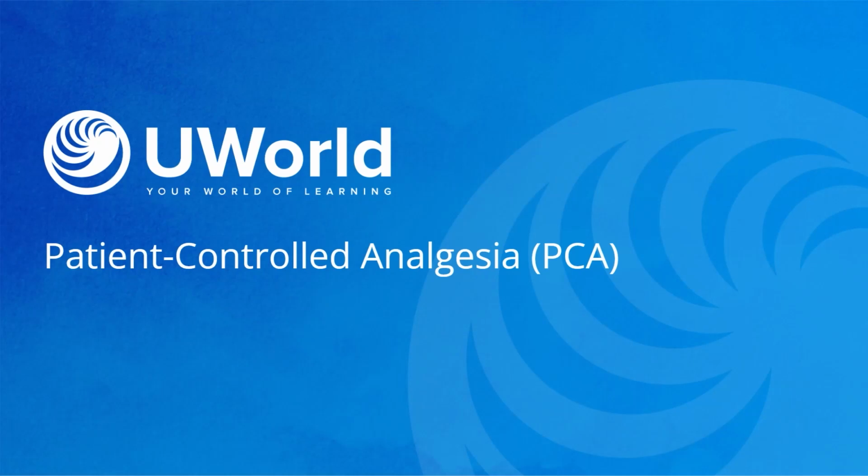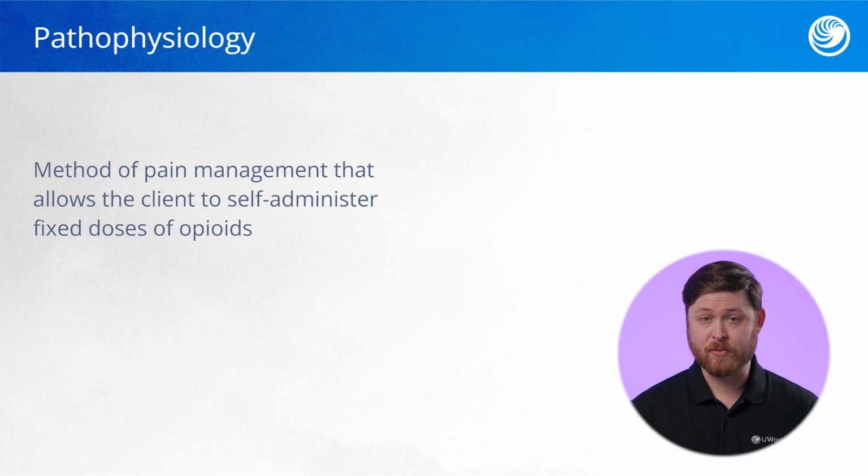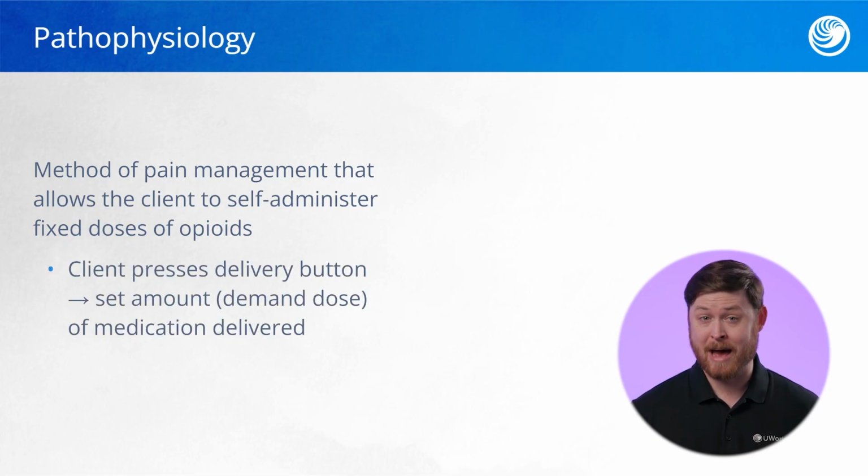This topic is patient-controlled analgesia, or PCA. PCA refers to a method of pain management that allows the client to self-administer fixed doses of opioids. Most often, PCA refers to the actual device or pump provided to the client that delivers a set amount or demand dose of IV analgesic every time the patient presses the delivery button. There are other forms of PCA medication delivery, but we'll discuss those on another slide.